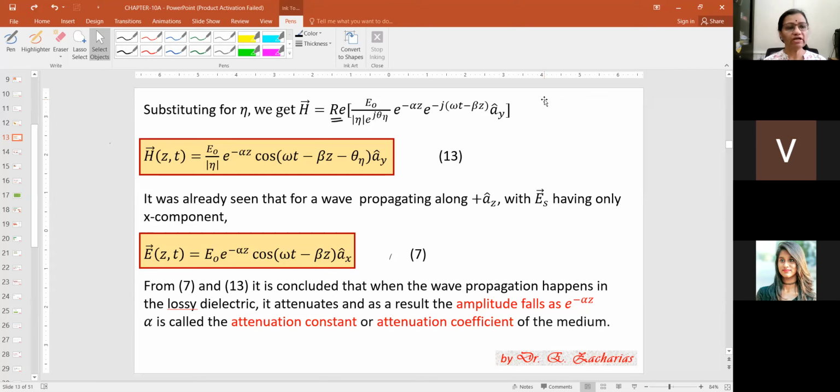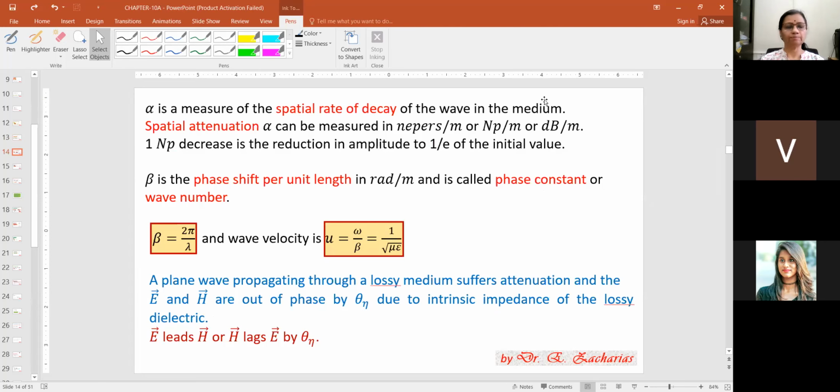Then we also found that the attenuation is denoted by the expression e to the power of minus alpha z, where alpha is called the attenuation constant. And when you come to the phase difference between the electric and magnetic field, you find that there is a phase difference of theta eta, which is the angular part of the intrinsic impedance. Okay, this was the summary of last class.